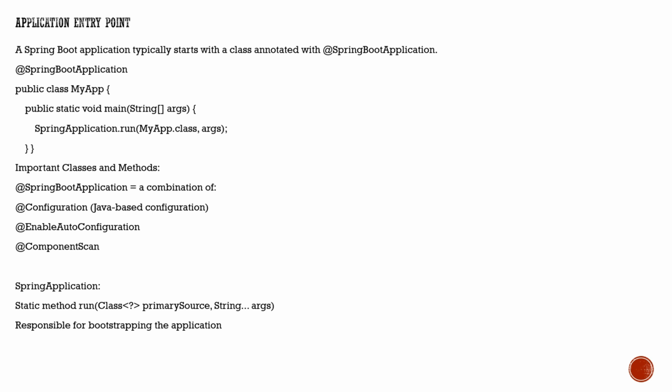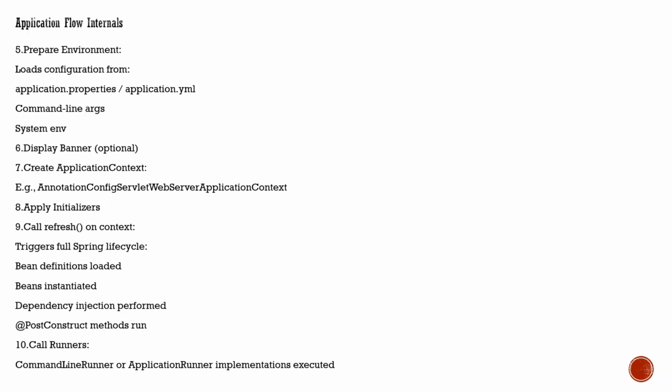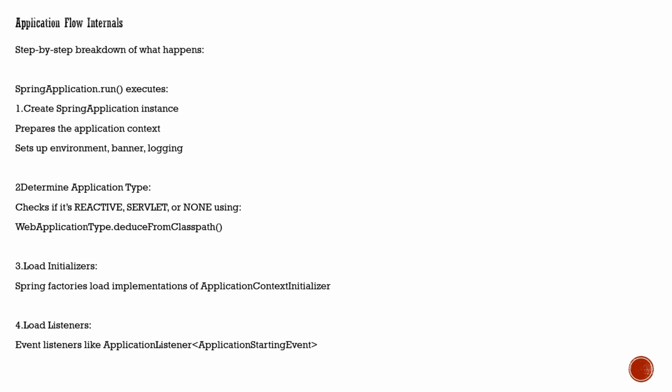Now, this @SpringBootApplication is a combination of three annotations: one is @Configuration, one is @EnableAutoConfiguration, and one is @ComponentScan. Now, SpringApplication has a static method called run, which is going to take arguments, and it is responsible for bootstrapping your Spring Boot application.